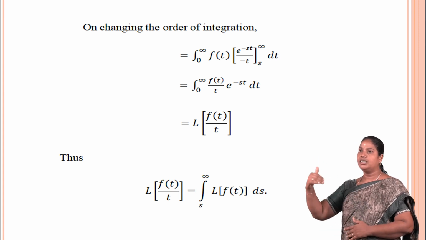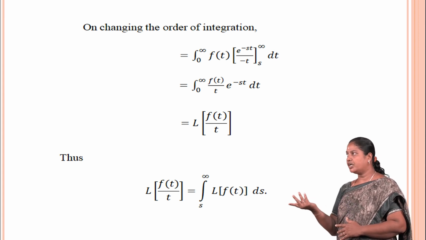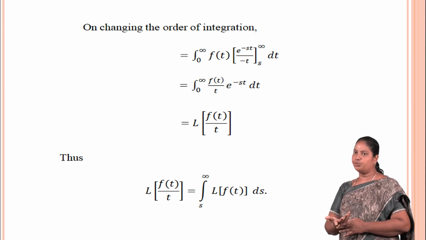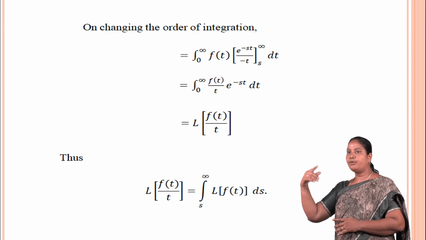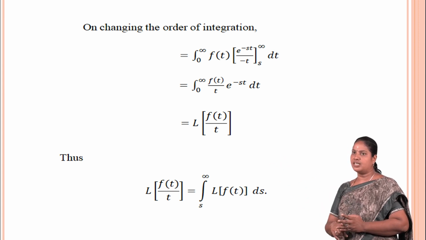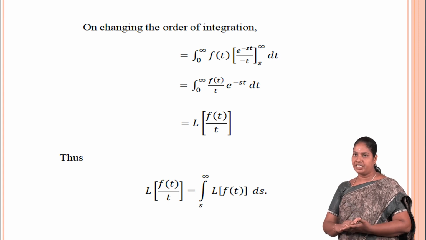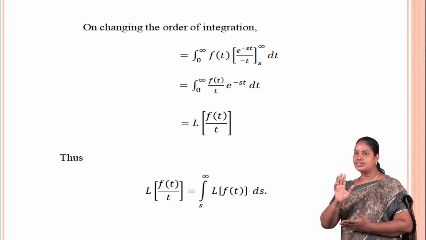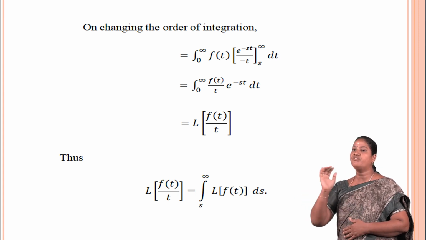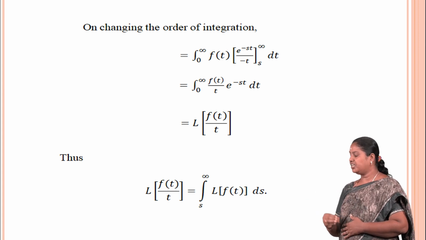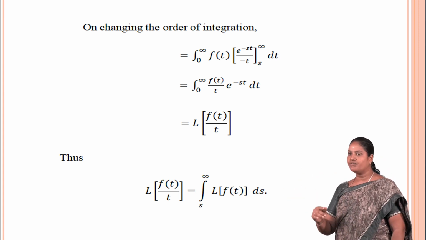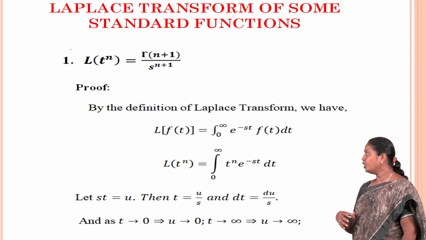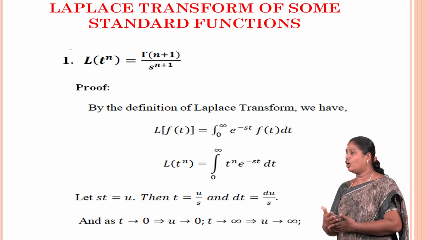Now let us apply the limit s to infinity. For infinity, as I already mentioned, as s tends to infinity, e power minus st will become 0. The lower limit gives minus of e power minus st by minus t, so minus into minus is plus, and it becomes e power minus st divided by t. Now we observe that according to equation number 1, this is nothing but the Laplace transform of the function f of t by t. Thus L of f of t by t is nothing but the integral from s to infinity of L of f of t ds.